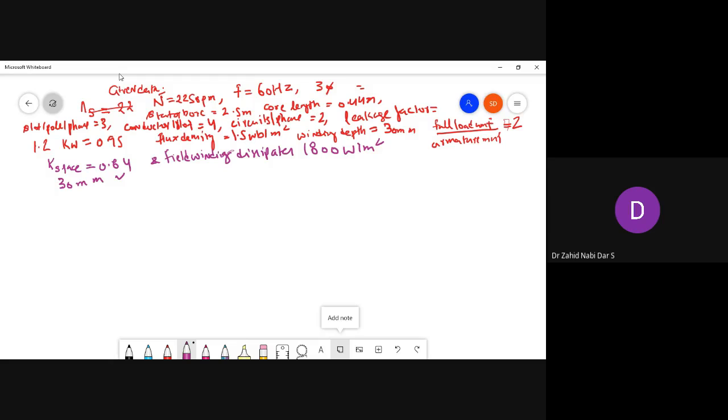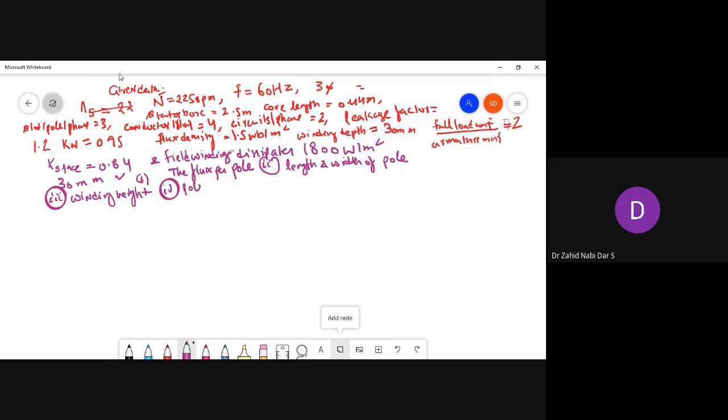Now what it is asking is to calculate the flux per pole, the first thing. Second thing, what it is asking is to calculate the length and width of the pole. And the third thing is winding height. And fourth is pole height.